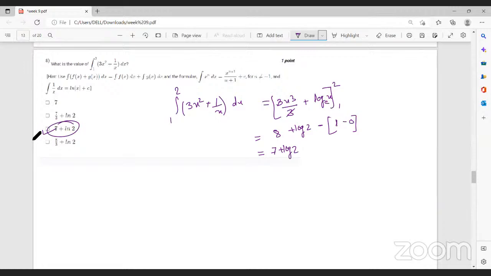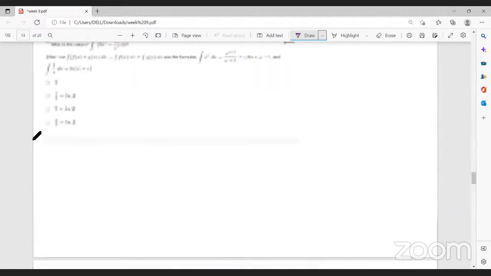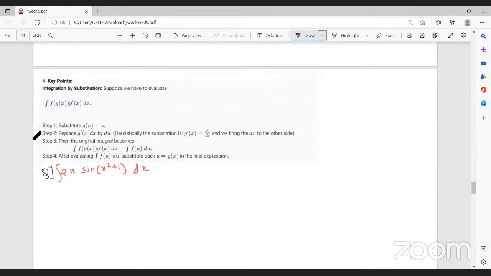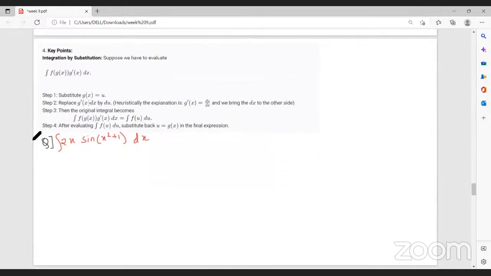So this is from the definite integral. Okay. So now the main part is substitution.